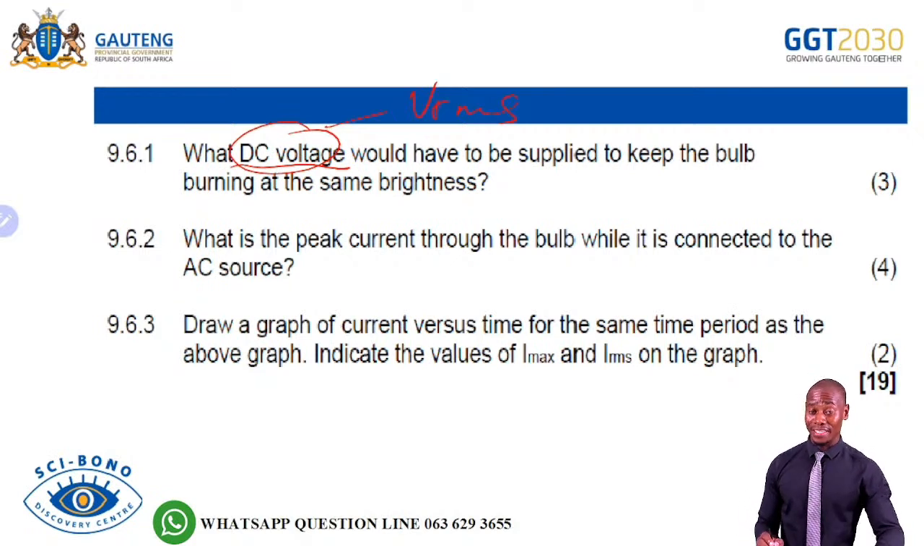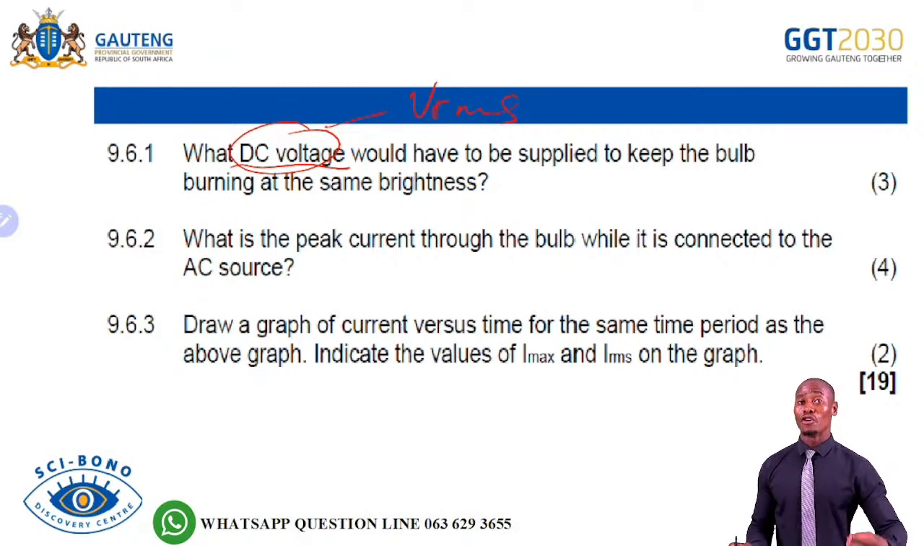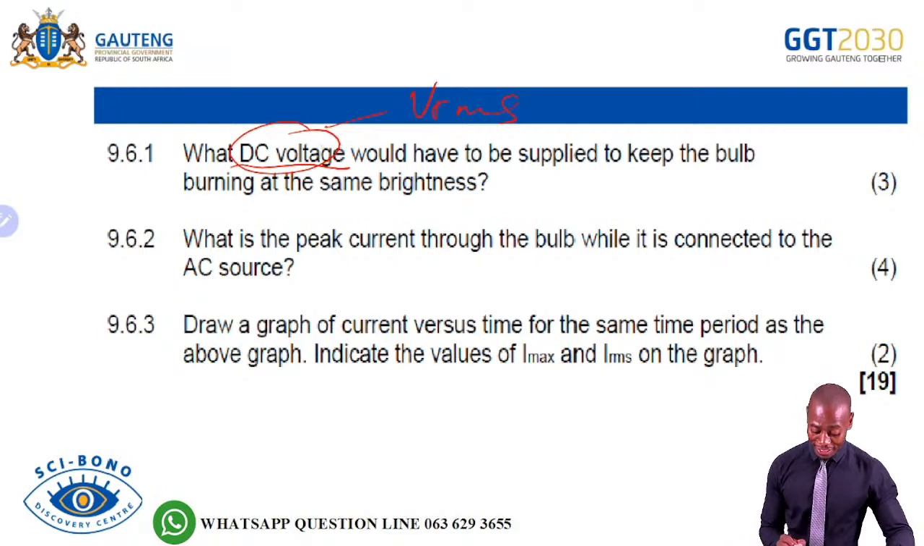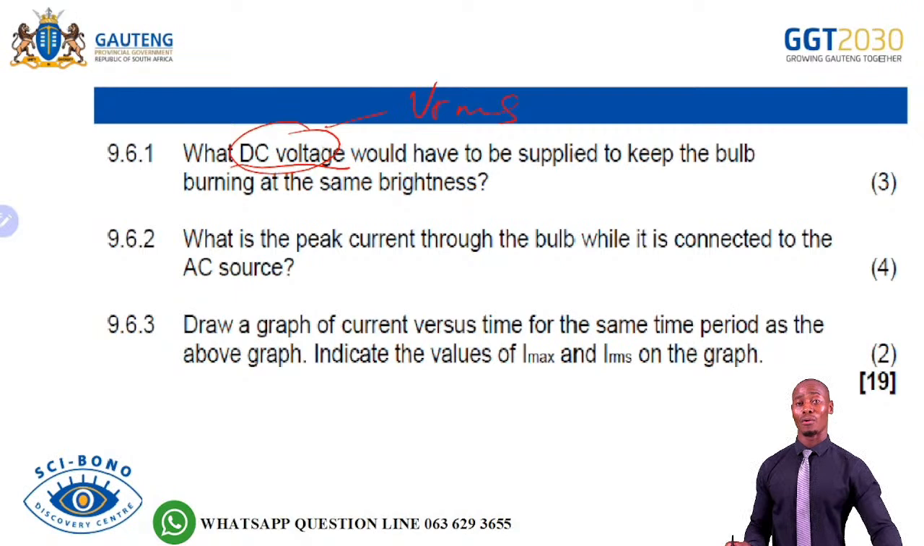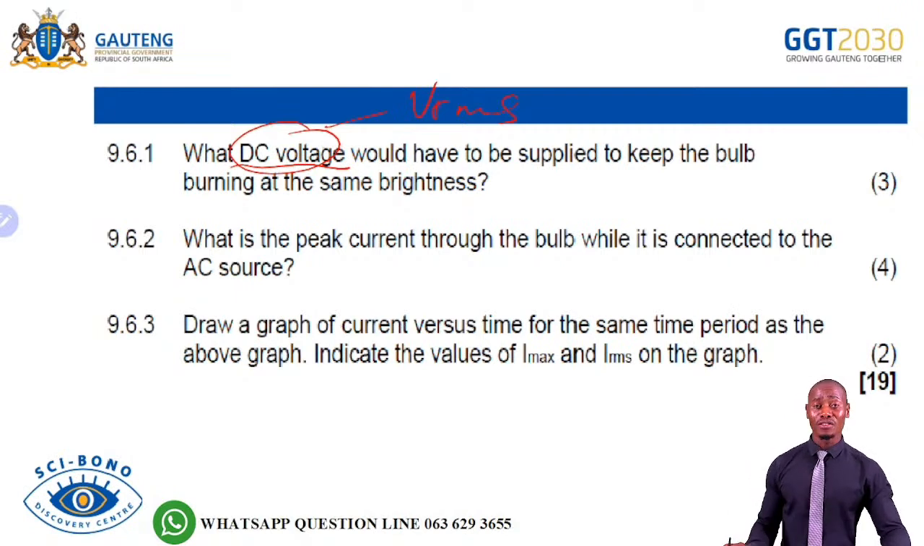At the same brightness. So they are asking us about the root mean square voltage. Why am I saying root mean square voltage? Root mean square voltage is an AC voltage that dissipates the same amount of power as DC voltage. So DC voltage is the same as root mean square voltage. So are we given root mean square voltage here? No, we are not given the root mean square voltage, but we can calculate that.